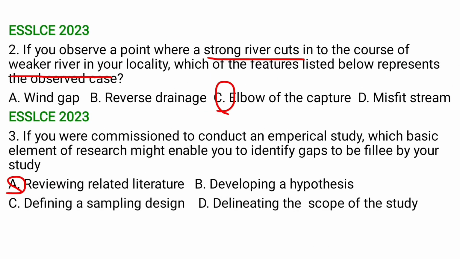So, if you were commissioned to conduct an empirical study, which basic element of research might enable you to identify gaps to fill by your study? A, reviewing literature. B, developing a hypothesis. C, defining a sampling design. D, delineating the scope of the study. So the answer here is A.